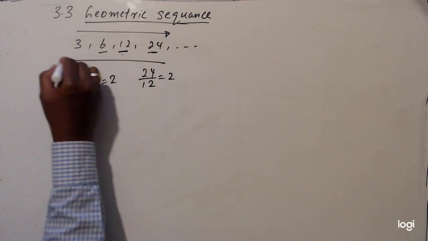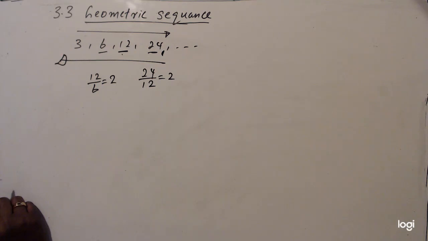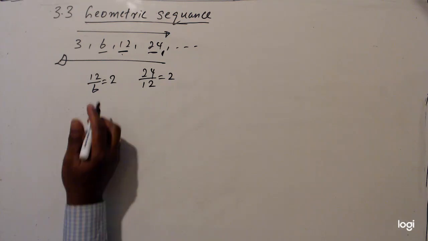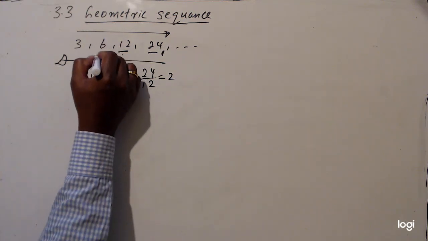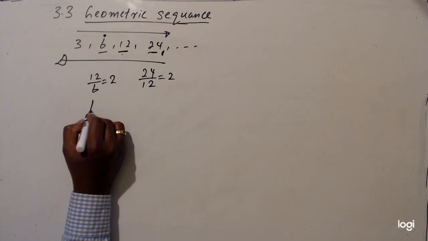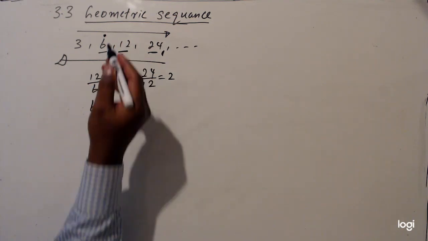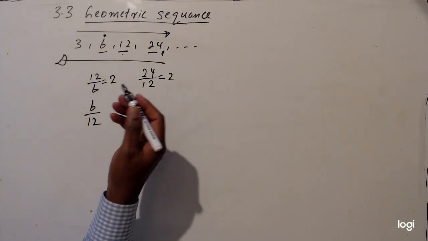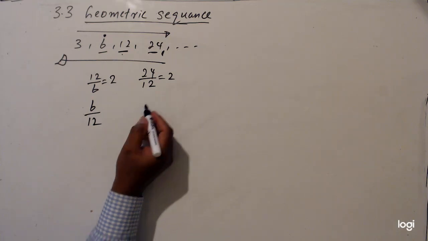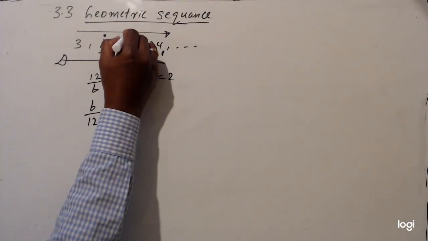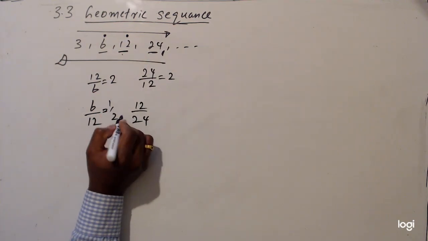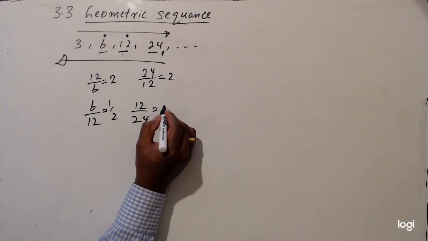If you want to go in this direction, starting from here, then what you have to do is take any term, let's say 6, and divide it by the next term, and we have to follow the same thing for the other pair. So I'll take 12 and divide by 24. So this is half, and 12 over 24 is half.